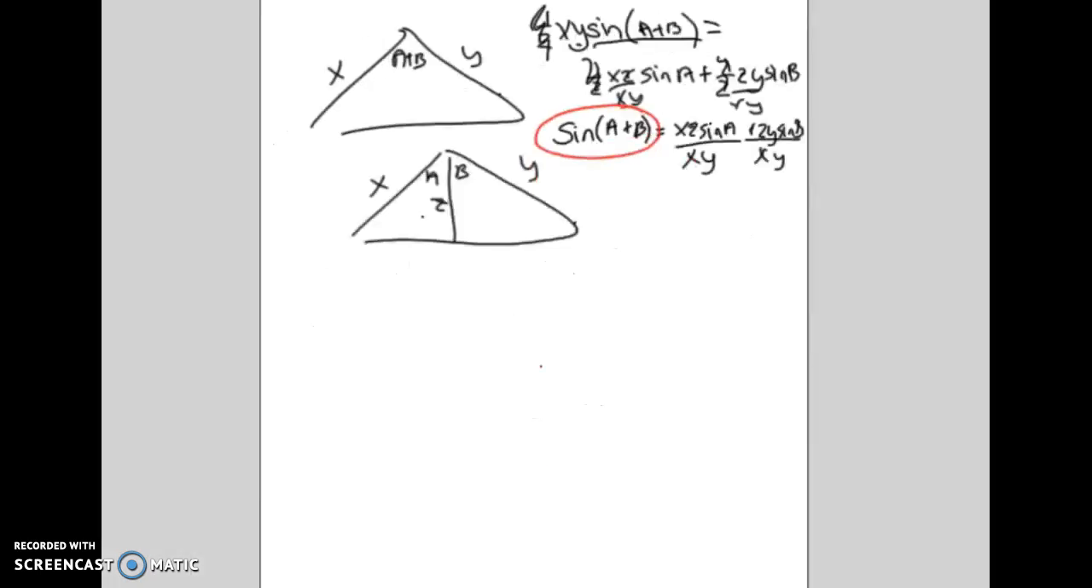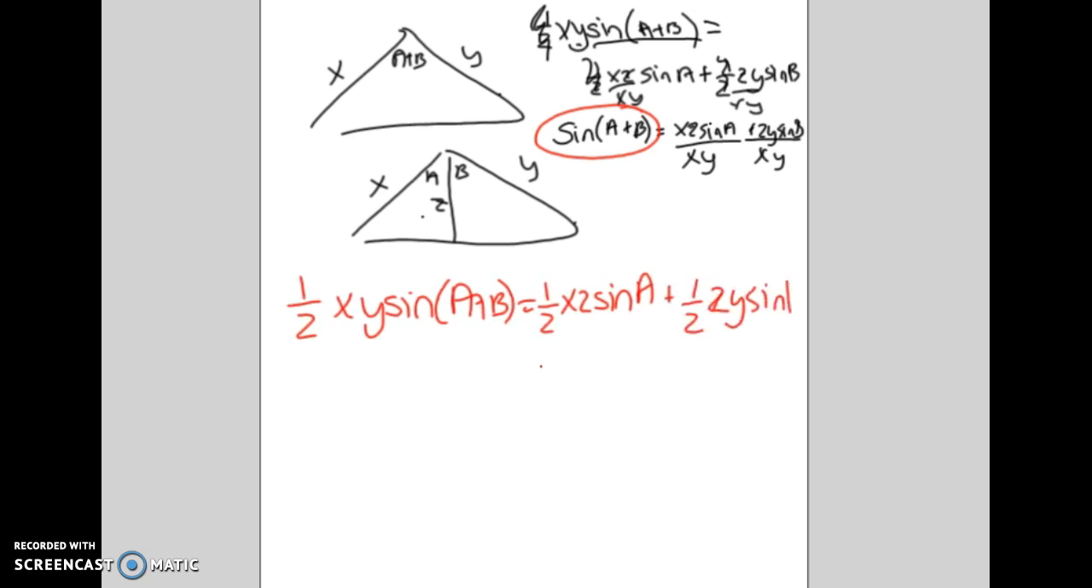Okay, hold on, give me 2 seconds as I write this. 1/2 xy sine of a plus b equals 1/2 xz sine A plus 1/2 zy sine B. Good, Logan? On that first step. Area of the big triangle equals area of this plus area of this. Good. Are you okay with the fact that we are erasing the 1/2, so we multiply everything by 2? Good, perfect. Then we said we need to get rid of that xy.